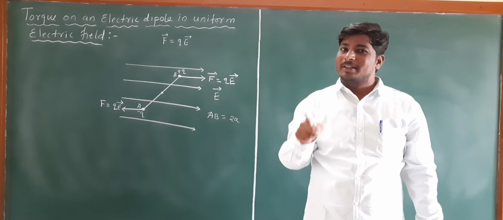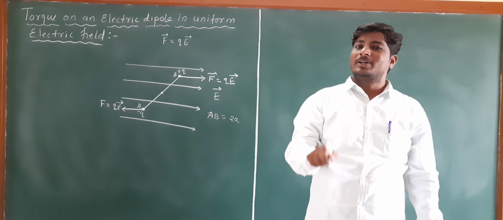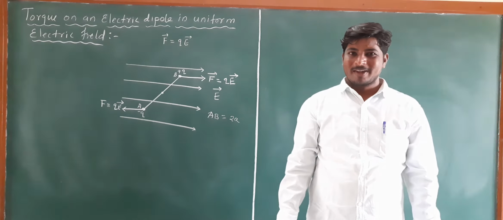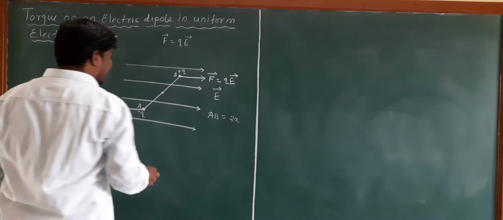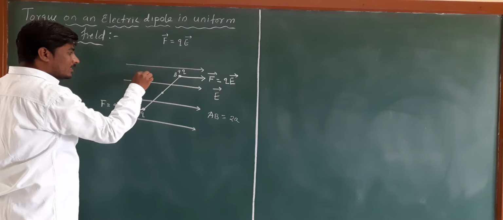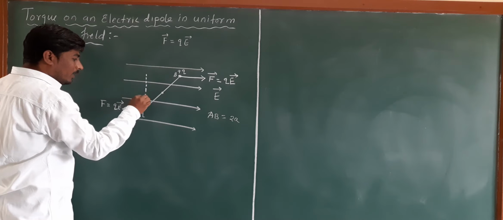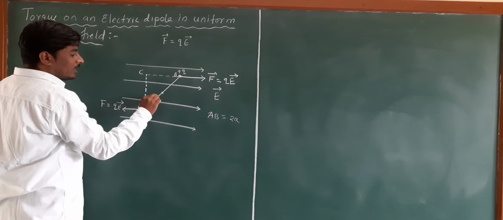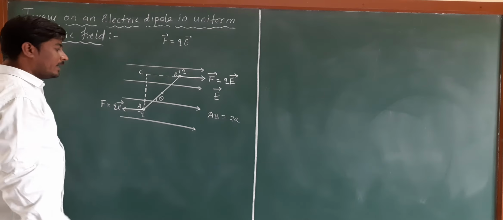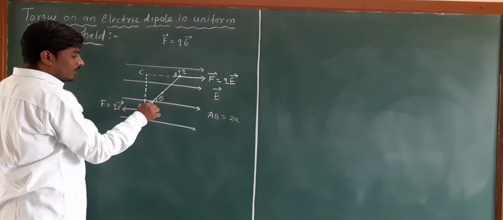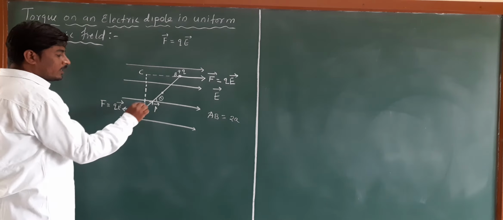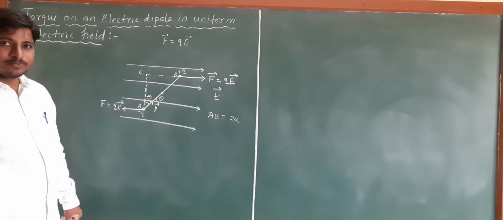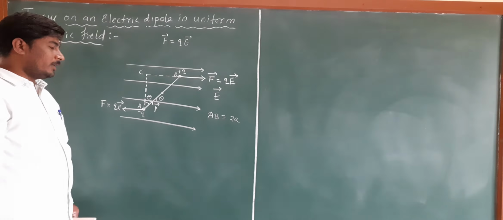So we can measure the torque with force and perpendicular distance. I draw the perpendicular distance here, from the dipole itself, and I will name it C. Here theta is the angle the dipole moment makes with the uniform electric field. This is the dipole moment, and this is also theta.